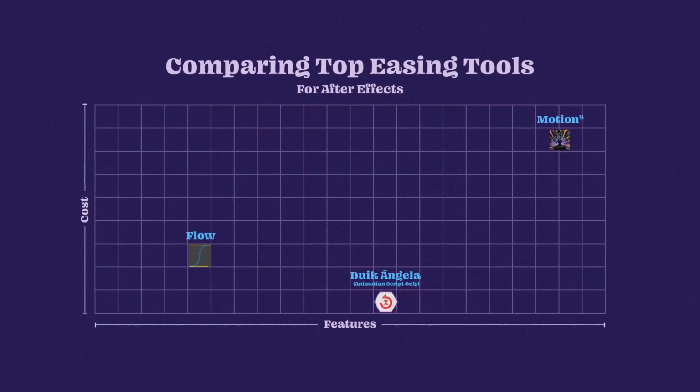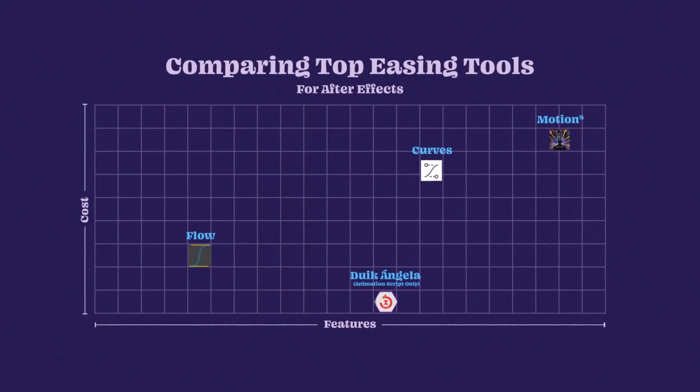Flow is available for $30, which is a much lower price point than Motion 4, but you gotta keep in mind that it just does that one thing. It gives you a value graph and presets that you can apply to any number of keyframes, but that's it. That's what it's for, that's what it does.